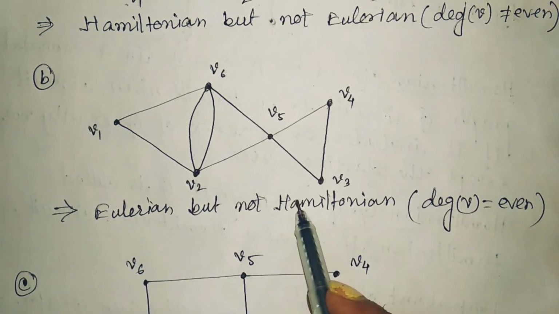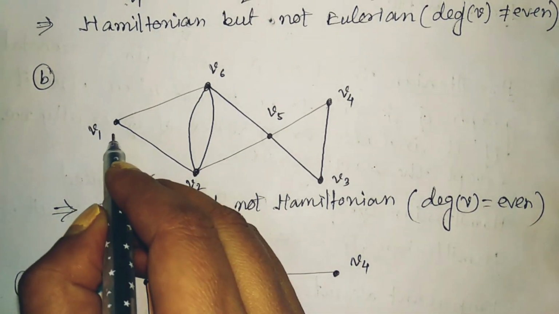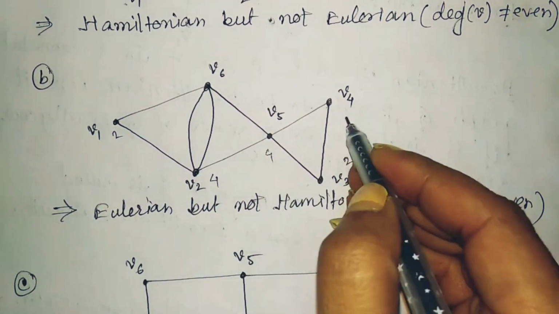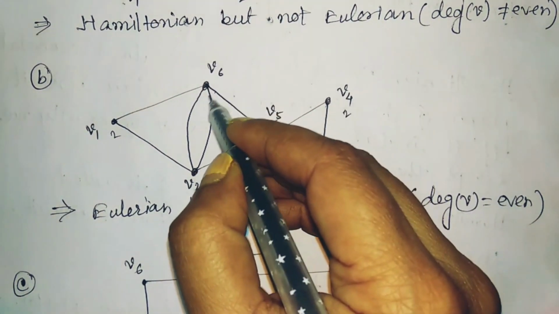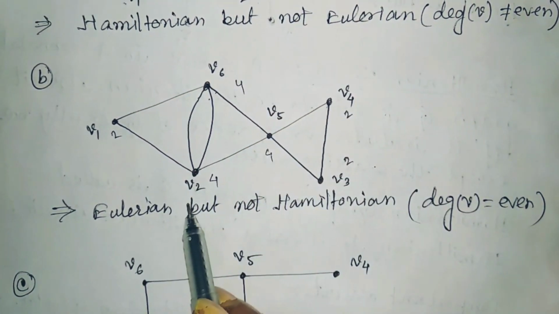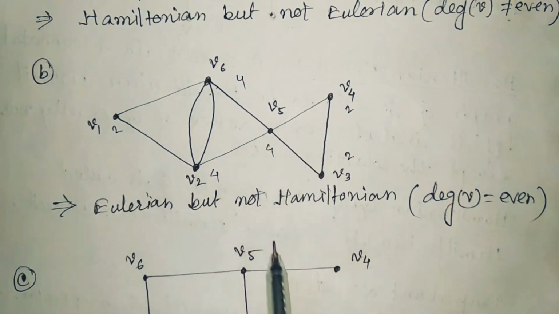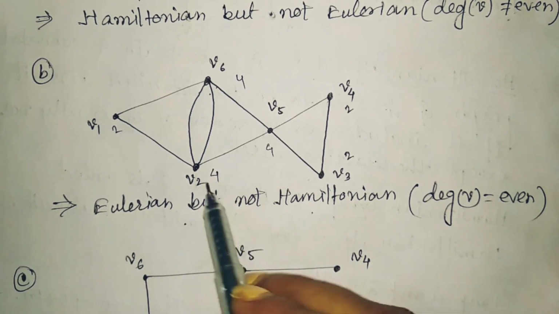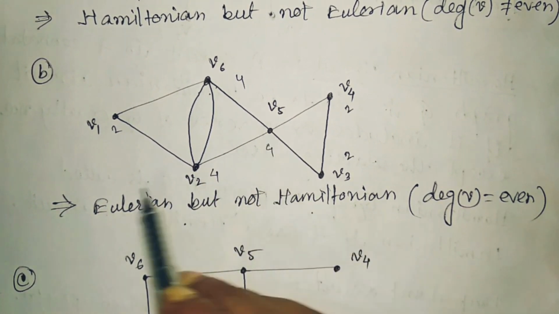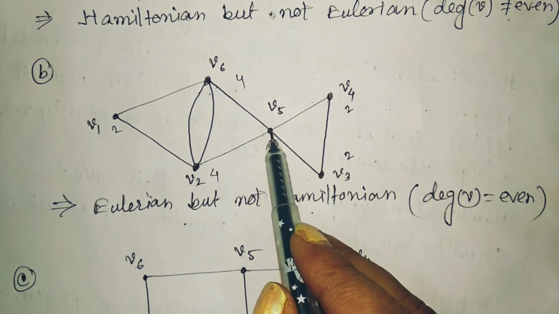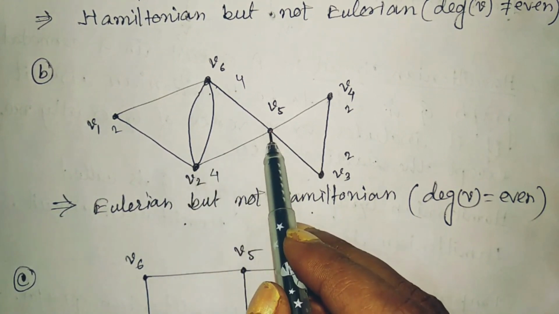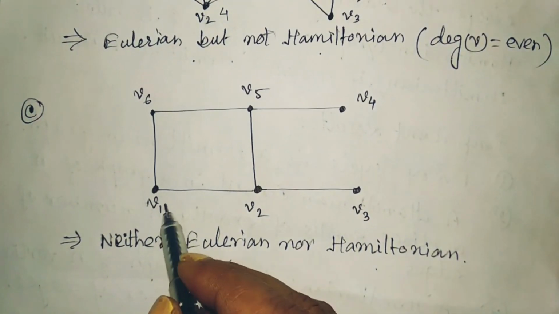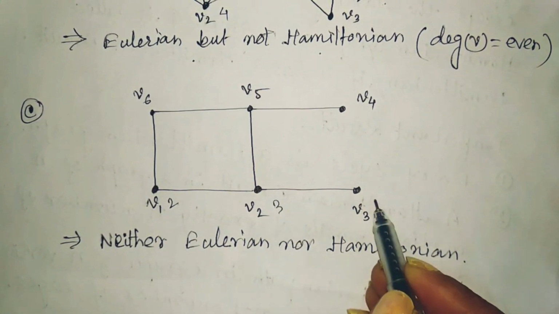Next, suppose this one is the graph. Here the degrees of the vertices are 2, 1, 2, 3, 4, then it is 4, then it is 2, it is also 2, then it is 1, 2, 3, 4. So all the vertices are even degree vertices. Hence, this one is an Eulerian graph. But it is not a Hamiltonian graph because for this point we can't draw a circuit which has no repeated vertex. Not possible.